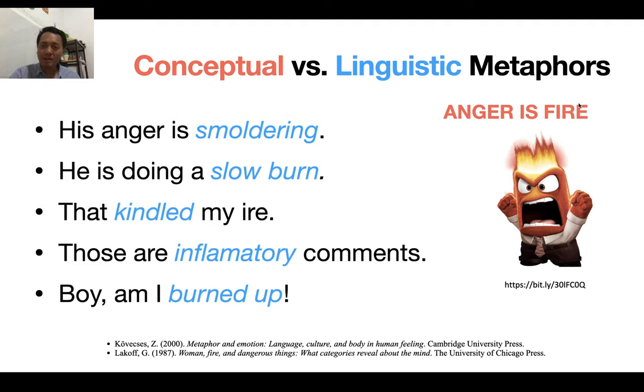So we have the conceptual metaphor, anger is fire, that can be manifested in language, such as this one, metaphorical language about anger. And the conceptual metaphor can also be manifested in a picture, such as this one. This is not only a picture, but a character from a movie titled Inside Out. The main characters are emotions, and one of them is Anger, who is depicted in red color, and when he's angry, his head blazes with fire. So this shows that a metaphor in our mind can be manifested in different forms, language and comics or characters such as this one.